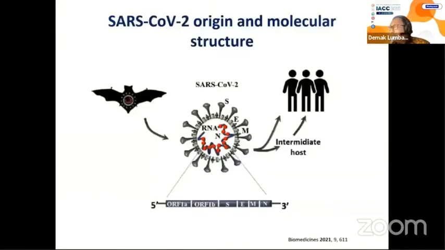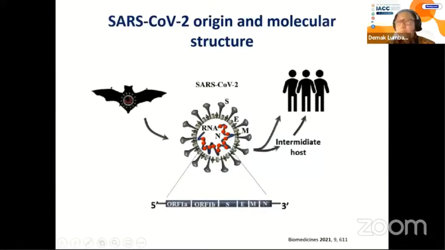This is the story that started at the end of 2019. SARS started from some bats, and this is the structure of the virus, the classical coronavirus that I'll describe later, and the human being is the intermediate host.